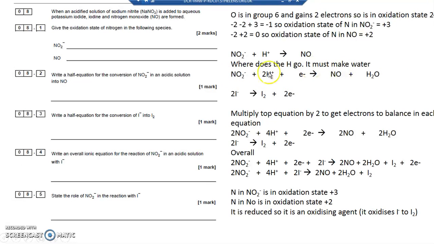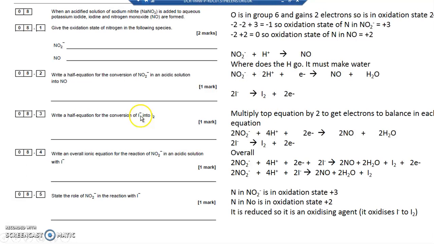Let's add up the number of pluses and minuses and put an electron in. If it's a half equation, you've got to have electrons on one side or another. I've got 1 minus, 2 1 pluses, so that's 1 plus on the left hand side. No plus or minuses on the right hand side, so I need 1 minus on the left hand side, so that 1 minus and 1 minus is 2 minus to cancel out the 2 plus.